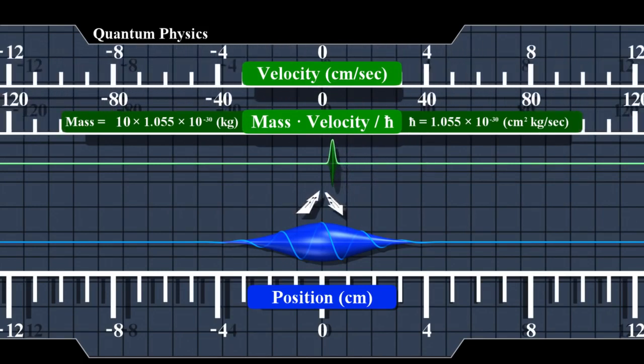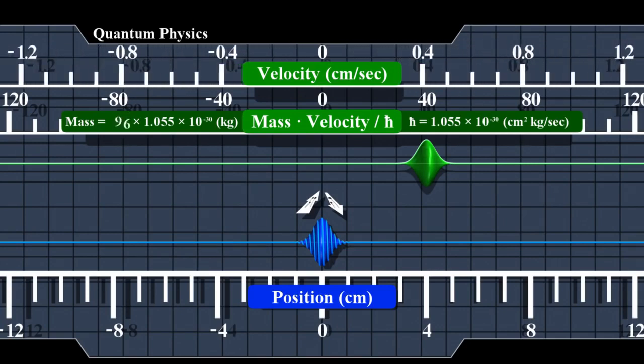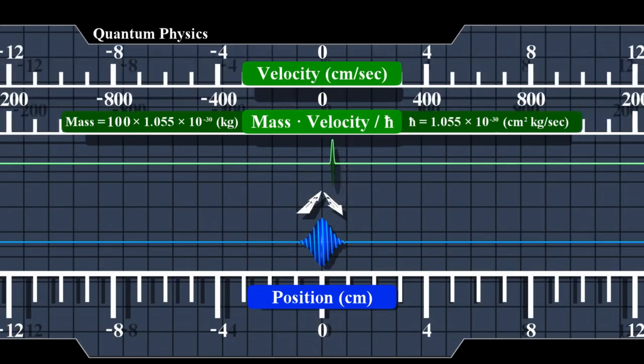Let's shrink the upper part of the image to bring velocity back to scale. Now let's reduce the uncertainty in position and increase the velocity back to 4 centimeters per second. We'll repeat the same steps again. Increase the mass, shrink the image, reduce uncertainty in position, and increase velocity. We're now ready for our final simulation.